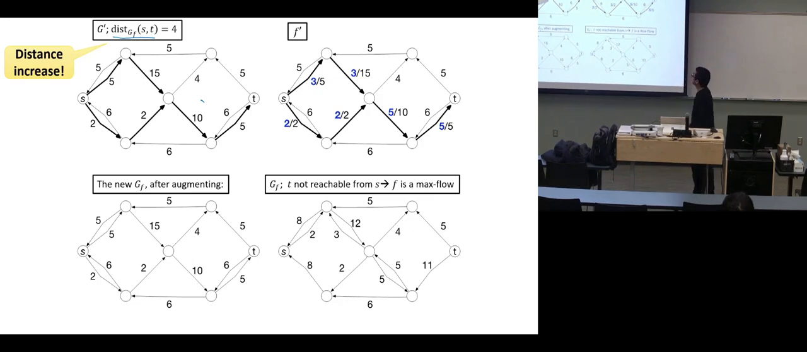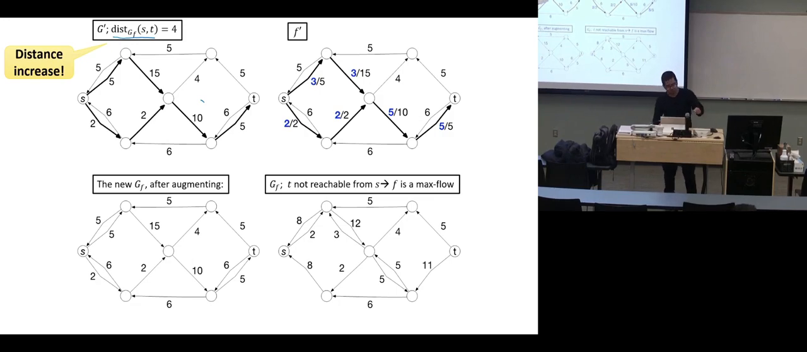Yes. But you see, here we compute a blocking flow in G prime, not even in G_f. So if you compute max flow in G prime, it might not give you max flow in the whole graph. But in some special cases, it will be fine.